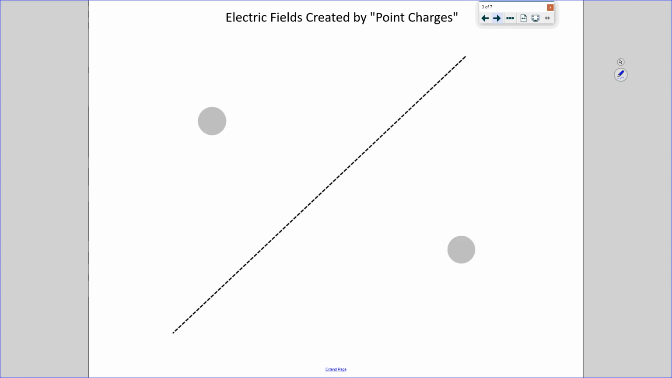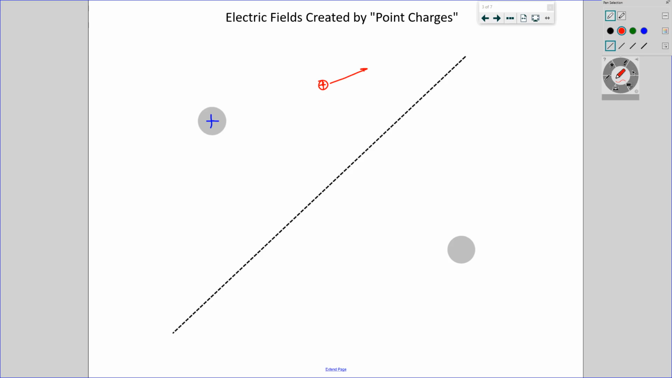So here's what I mean. Let's say here's the only charge in the universe. My dotted line here delineates that these two objects are not even in the same universe. They're just single charges. All right. So if I want to know what the field near that positive charge looks like, what I have to do is take this little positive charge and put it at some different places and look at what direction the force would be on this charge at different locations. Well, at this location, the force on this object would look like that.